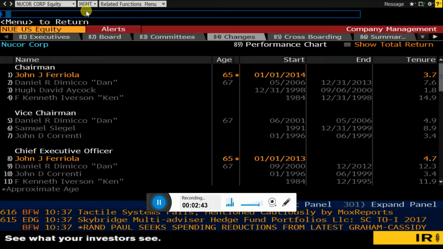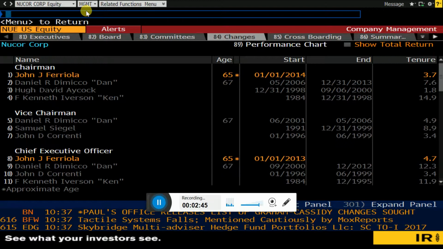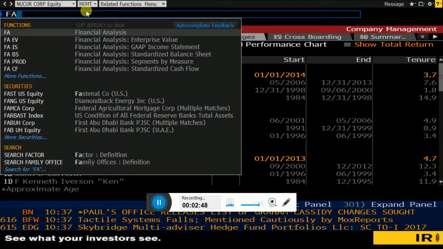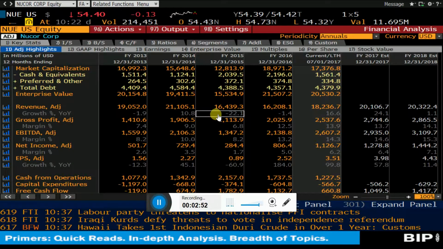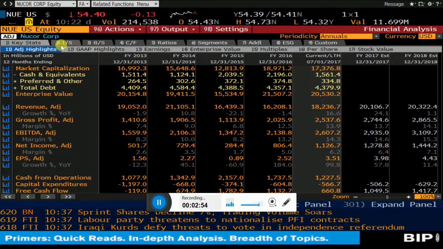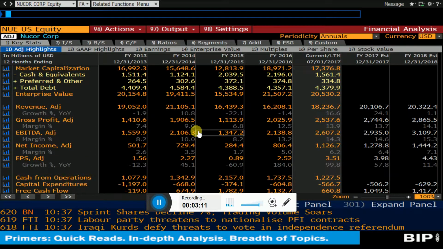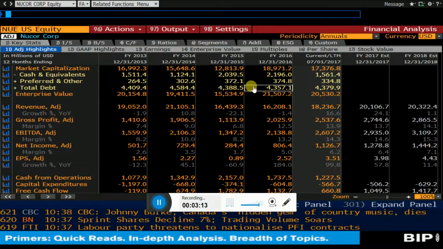If you want to check out the financial analysis of a company, you can type in FA into the search engine and you'll look at their financial analysis. Over here gives you various financial statements about the company, such as the key stats, which gives you the basic market cap, revenue, gross profit, EBITDA, and EPS of the company itself. This is just the basic information that you can find.